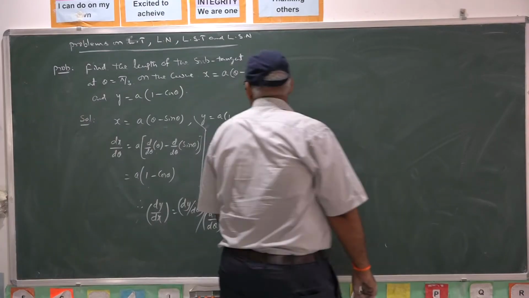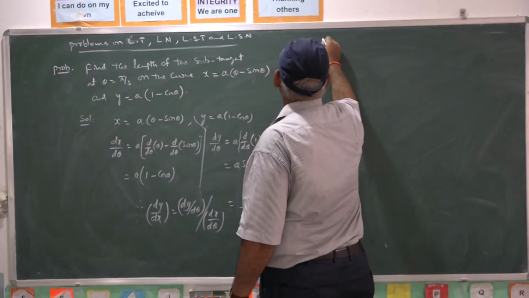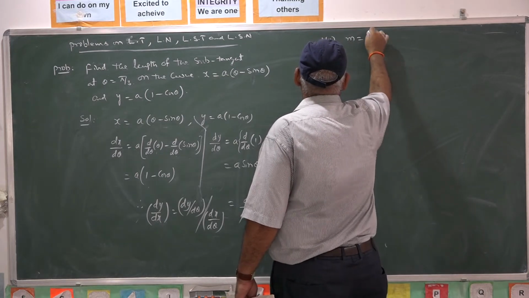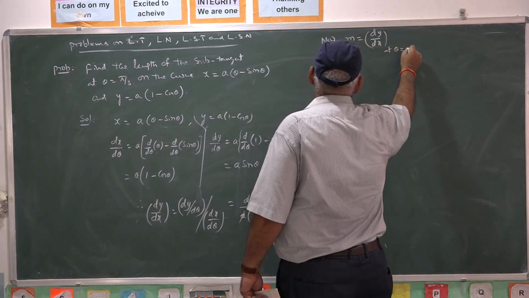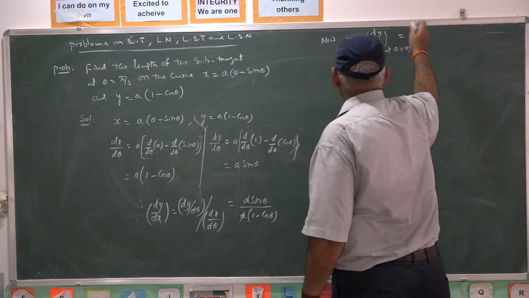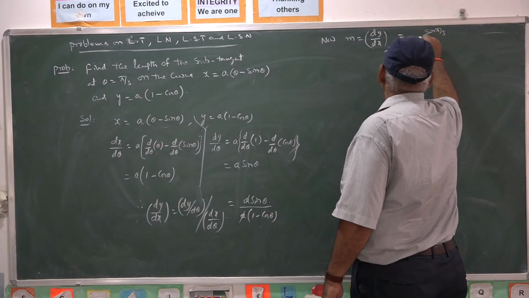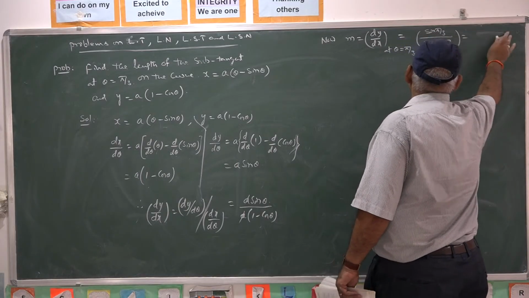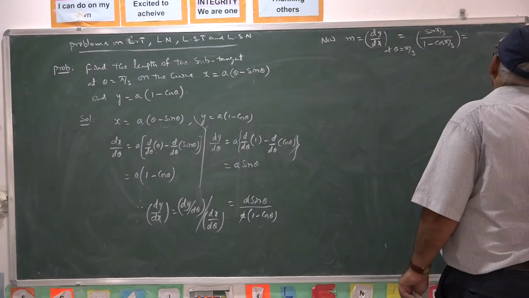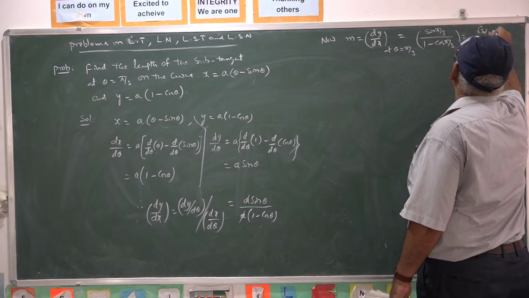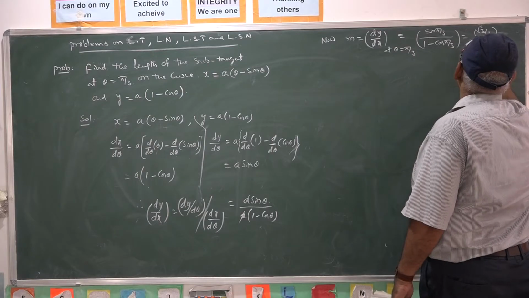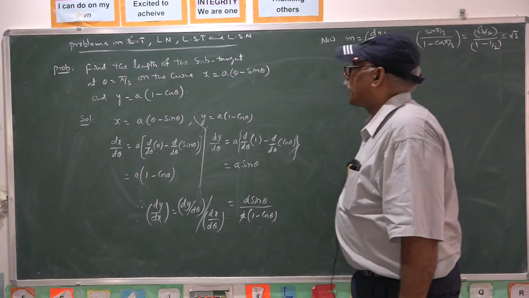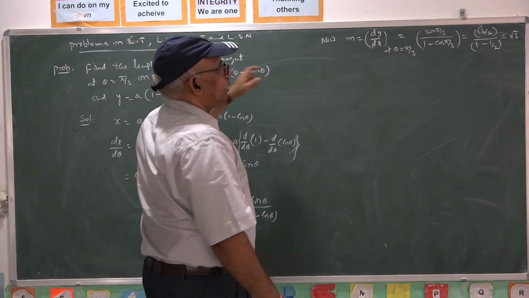Now, slope of tangent at theta equal to pi by 3. Now, m, dy by dx at given point theta equal to pi by 3 is sin pi by 3 by 1 minus cos pi by 3. Sin 60 is root 3 by 2, cos 60 is 1 by 2. So, this is 1 by 2, hence root 3. The slope of the tangent to the curve at pi by 3 is root 3.